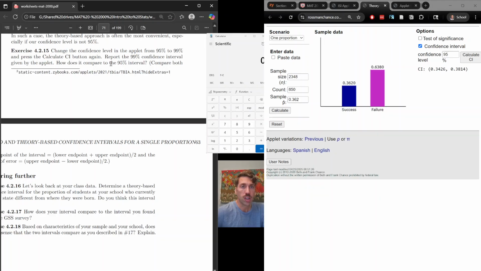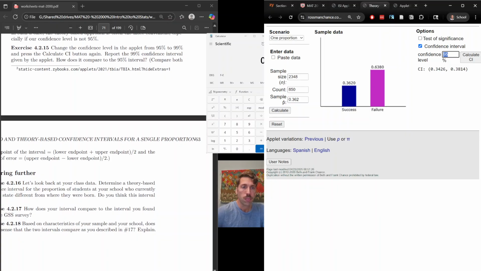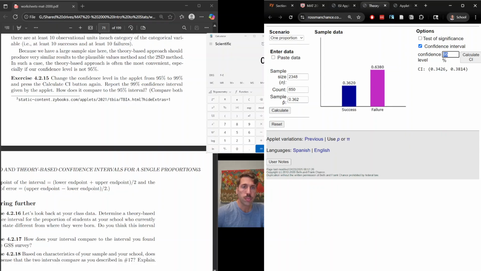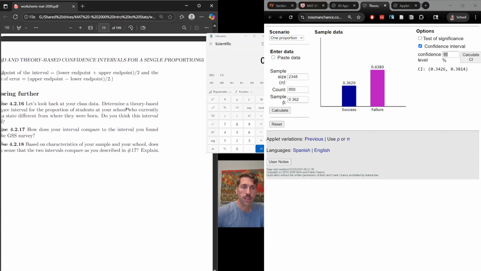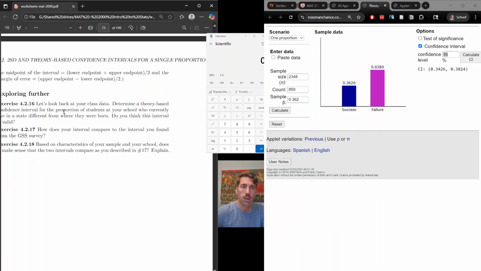So change the confidence level in the applet from 95 to 99%, and press calculate. So then you'd go over here, change that to a 99, and calculate CI. Okay. Tell us how it compares.